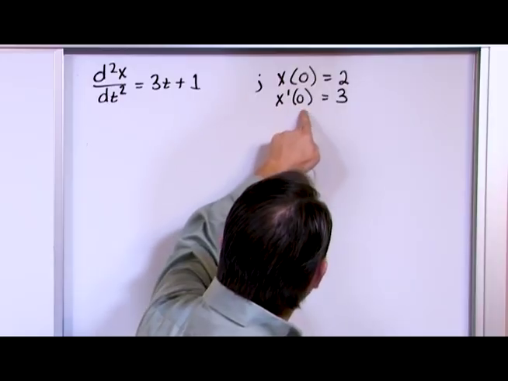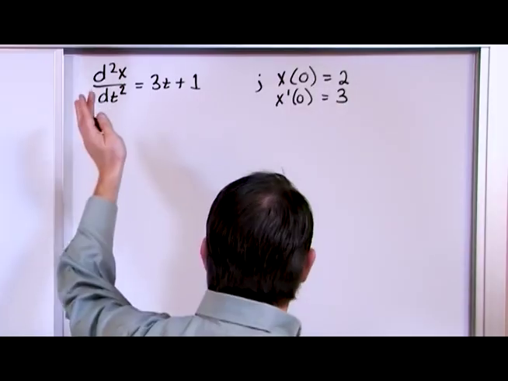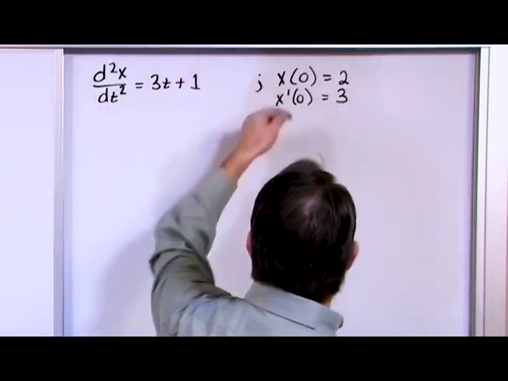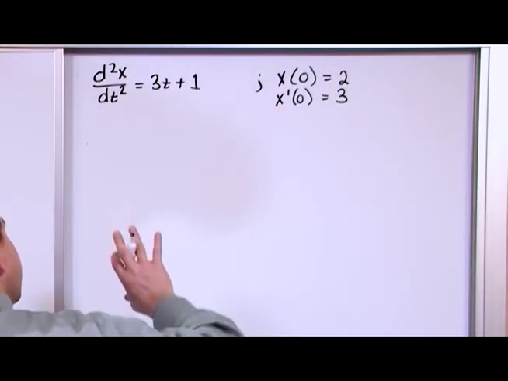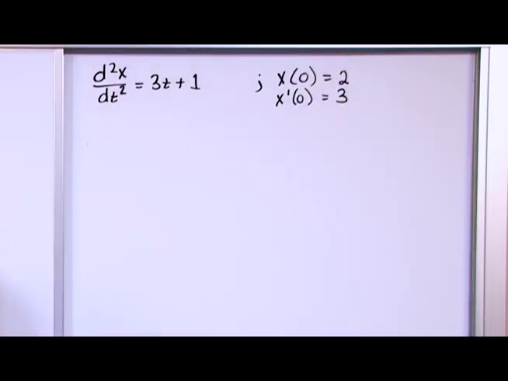This is the position, and this is the velocity because this is the derivative of x. So this is the velocity at a time of t equals 0, equal to 3 meters per second, or whatever it is you're talking about. The position is given by this other guy. The initial conditions are used later, after you get the general solution.